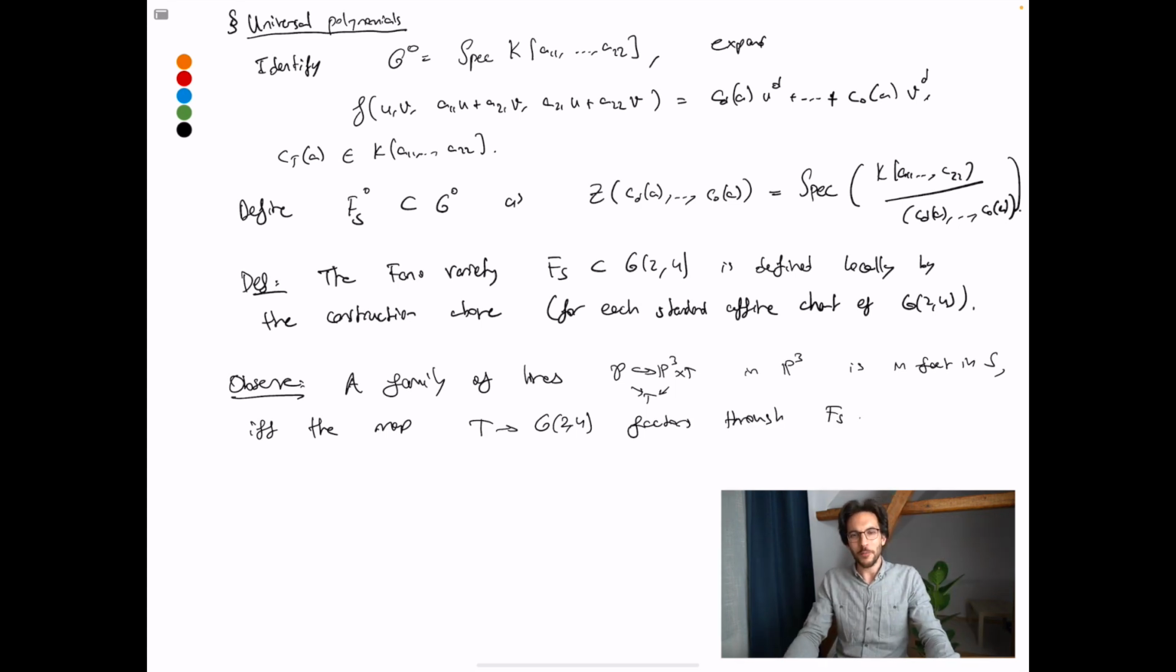So we make the following observation. Any family of lines in P^3 is in fact a family of lines inside of S when the corresponding morphism from the base of the family, let's say T, that goes to G(2,4), factors in fact through F_S. And this is on affine charts, what we were trying to understand up until now. On affine charts, this just means that these polynomials C_jA should vanish, but that is nothing but saying that on that affine chart, your map factors through F_S^0. And this observation is formally just saying that F_S is a fine moduli space for the family of lines in S.